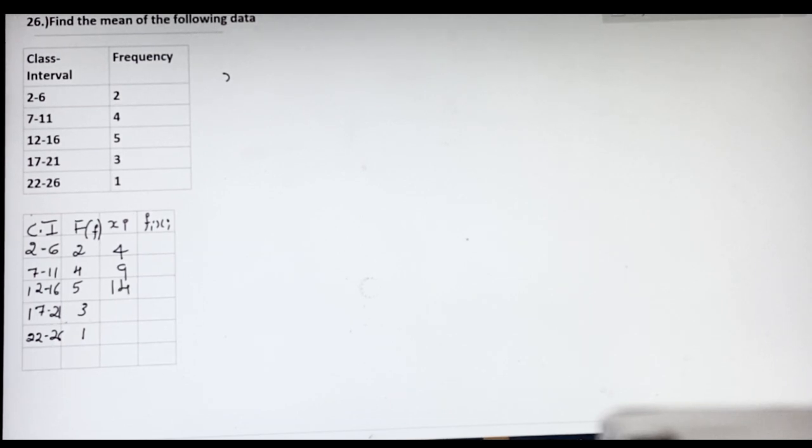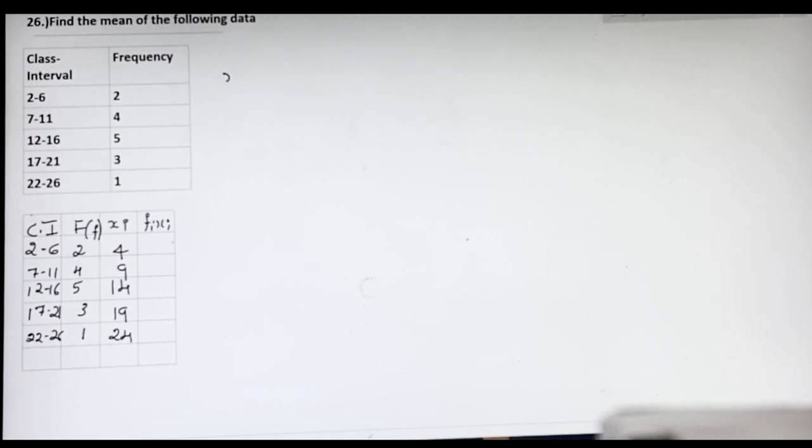Okay, 17 and 21 is nothing but 38. Sorry, above is 28, here it is 38. So 38 by 2 is 19. 22 to 26, if you divide the sum, the answer would be 24.